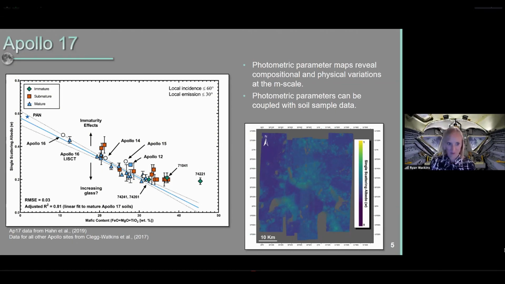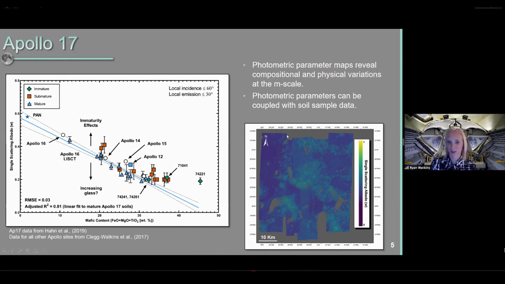Tim Hahn created a regional scale single scattering albedo map of the Taurus Littrow Valley, which you see here in the corner. The different colors correspond to variations in single scattering albedo, which largely correspond to variations in composition, but also some in maturity, which I'll touch on briefly.